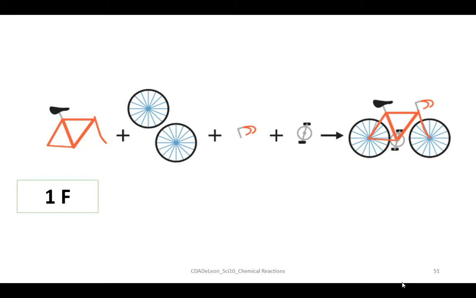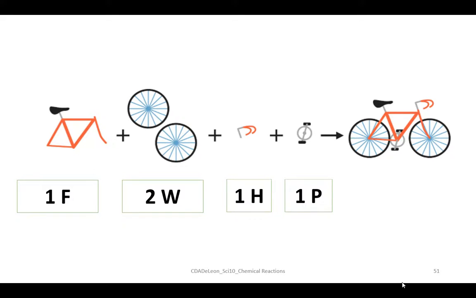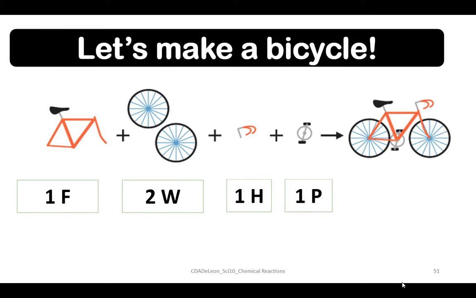So we put a label for the first one, 1F, 2W, 1H, and 1P to produce one bicycle, or 1FW2HP. We have W2 because we have two wheels.